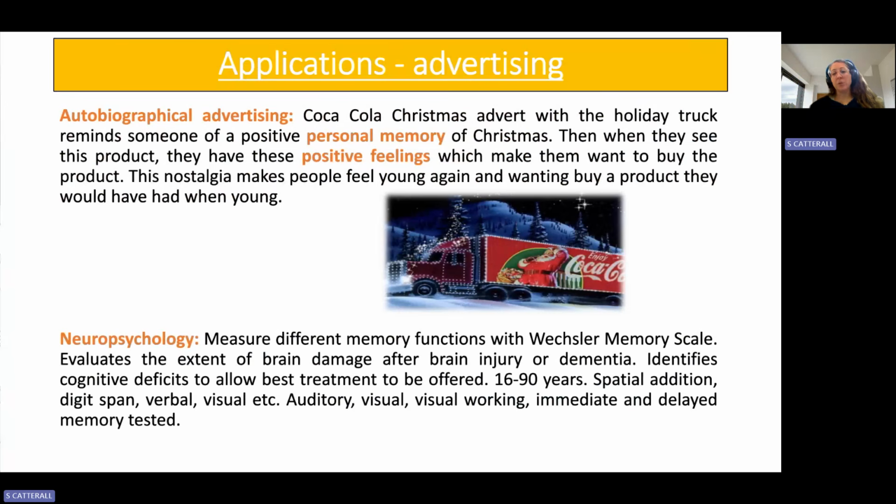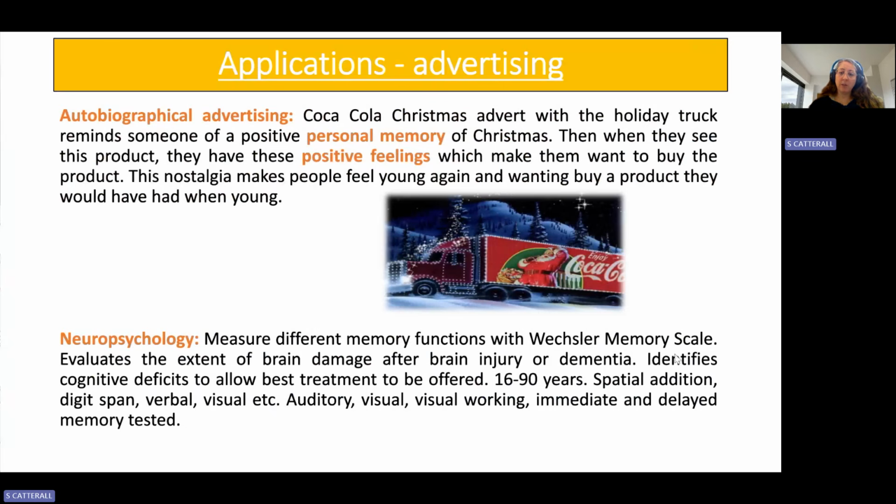Now, another application of the memory topic is neuropsychology. So this is neurological testing, because we can use memory tests to see what our memory is like, like they did in Clive Waring's study. So you can use the Wechsler memory scale, which will see whether or not you've got any brain damage after brain injury, like with Clive Waring. And this will identify things like your digit span, your verbal fluency, your auditory memory, immediate and delayed memory recall. So it tests lots and lots of things, but can only be used for 16 to 90-year-olds. So it can't be used for children.